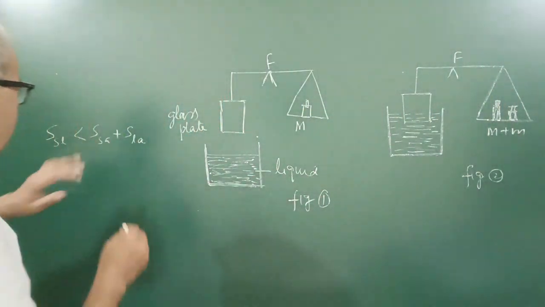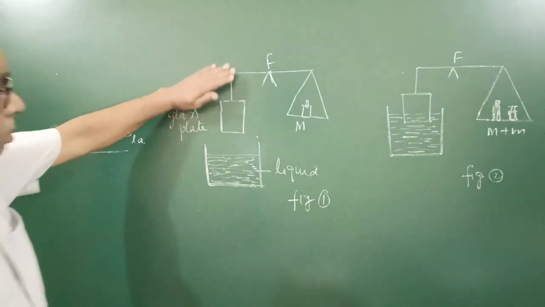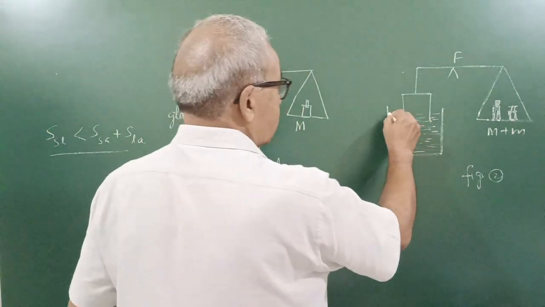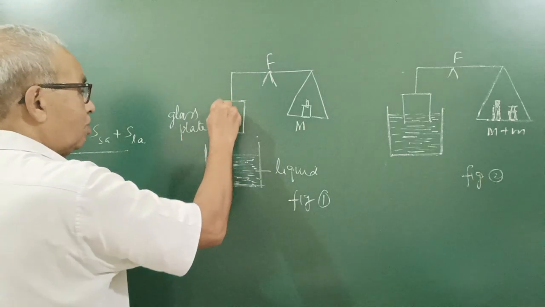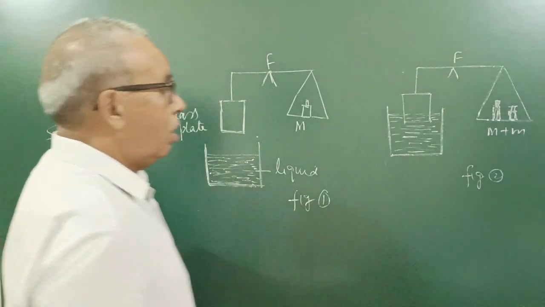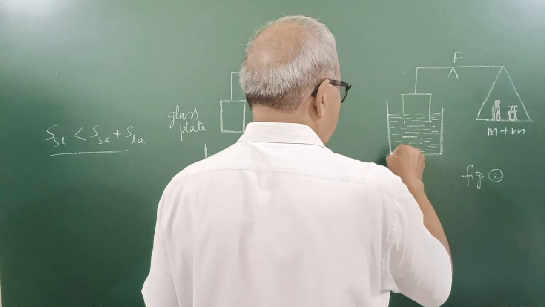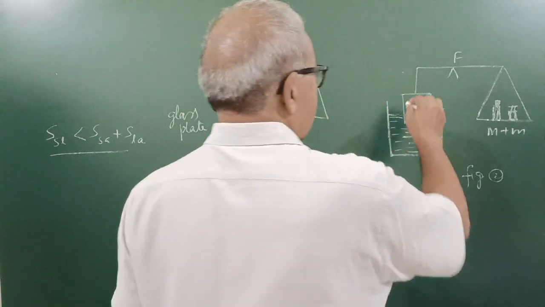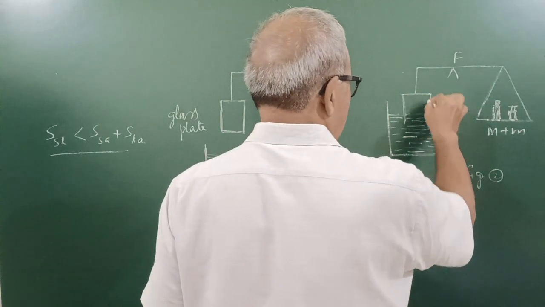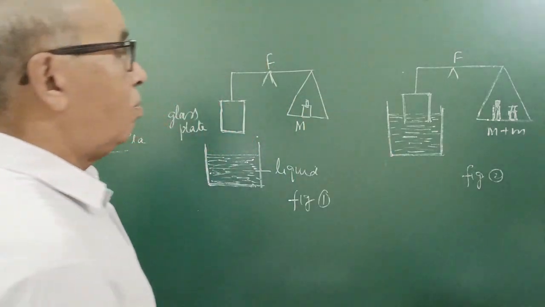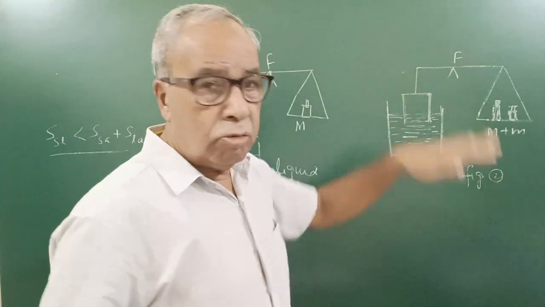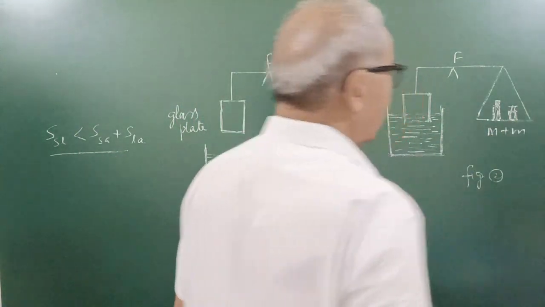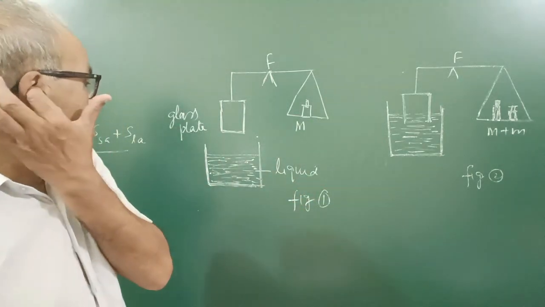Now we raise the container till the liquid touches the glass plate. The glass plate is vertical here. Now when we dip this glass plate by raising the container, the glass plate will be lowered by a small amount. To balance again, some extra mass is to be placed in the pan of the physical balance.